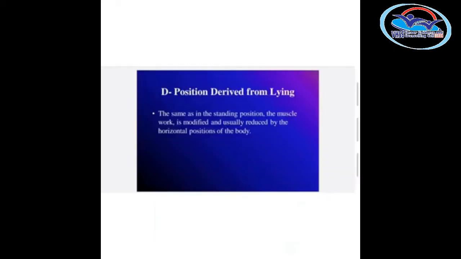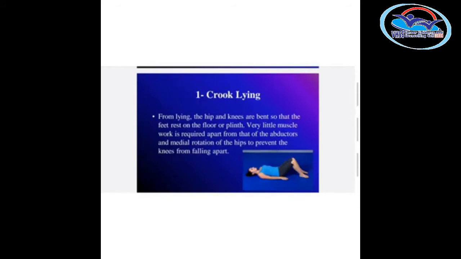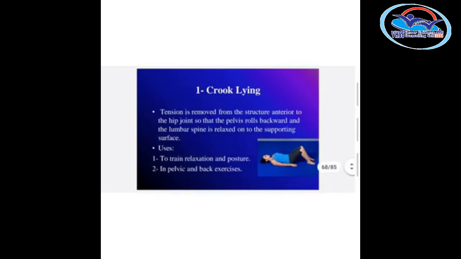Next one is positions derived from lying. The same as in standing position, the muscle work is modified and usually reduced by the horizontal position of the body. The first derived position from lying is crook lying. From lying, the hips and knees are bent so that the feet rest on the floor or plinth. Very little muscle work is required for this position, and it is used to train relaxation and posture and in pelvic and back exercises.